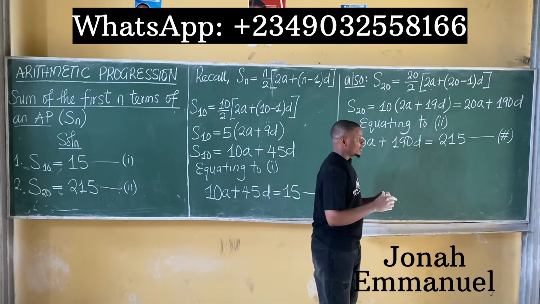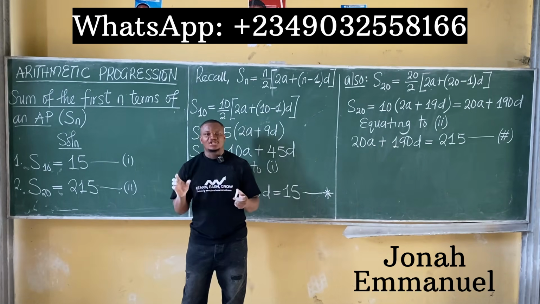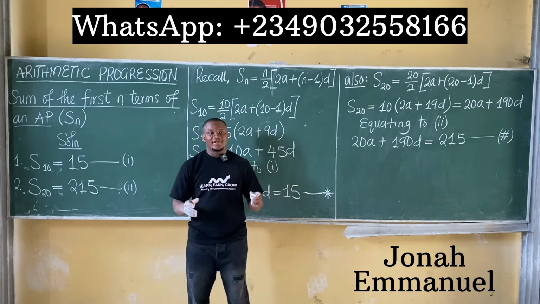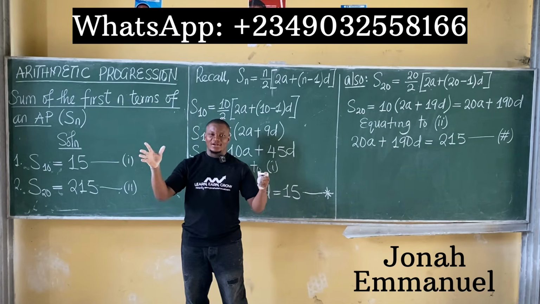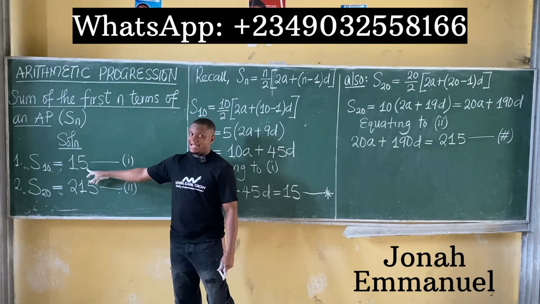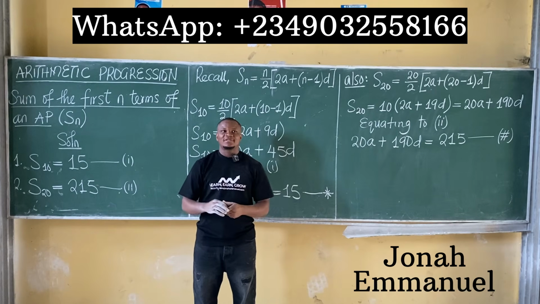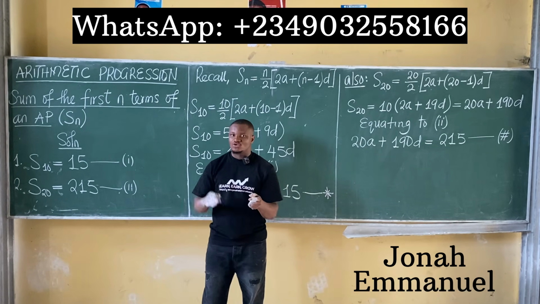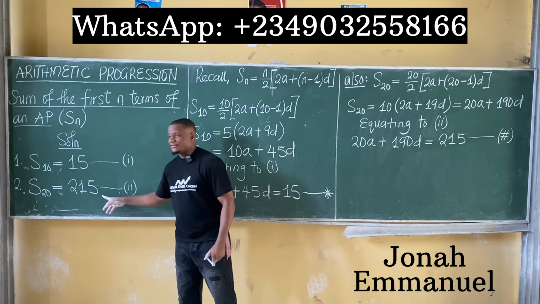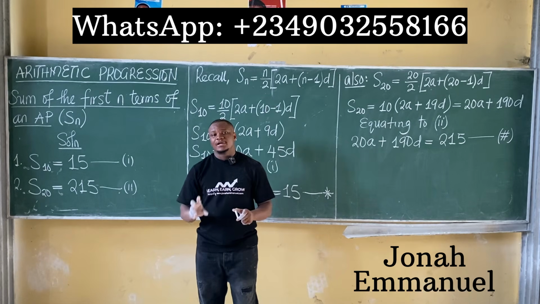Now, here's the thing. If you try to understand the question, they said the sum of the first 10 terms was 15. All right. So from term 1 to term 10, when you sum them up, your answer there is 15. That's the sum. Also, they said the sum of the next 10 terms. That means if I sum from 11 to 20, which is the next 10 terms, your answer there is 215.